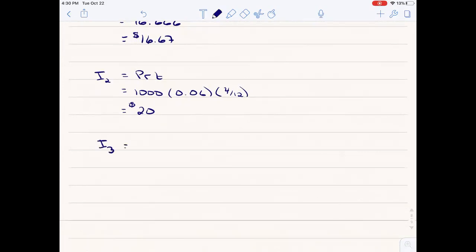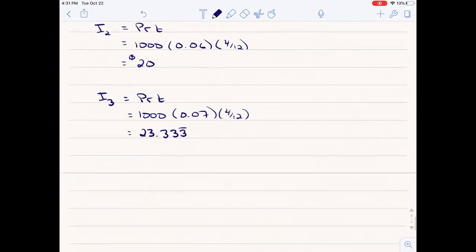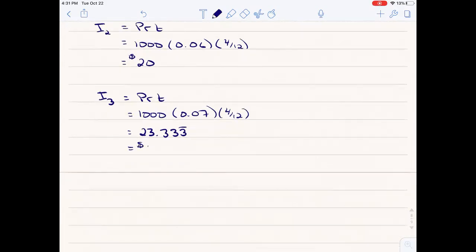I3 again is PRT. P is 1,000 times R, which is 0.07 now, times 4 over 12. 0.07 times 4 divided by 12 times 1,000 is 23.333 repeating. So in money, we get 23.33.